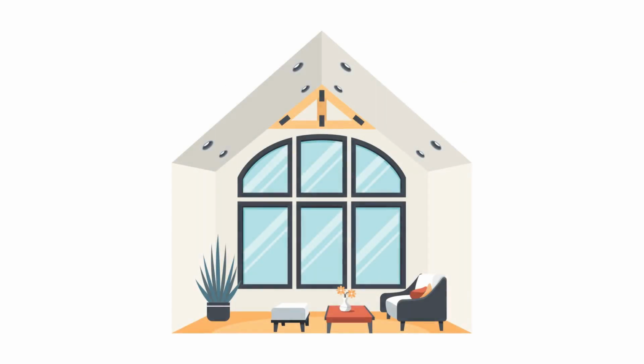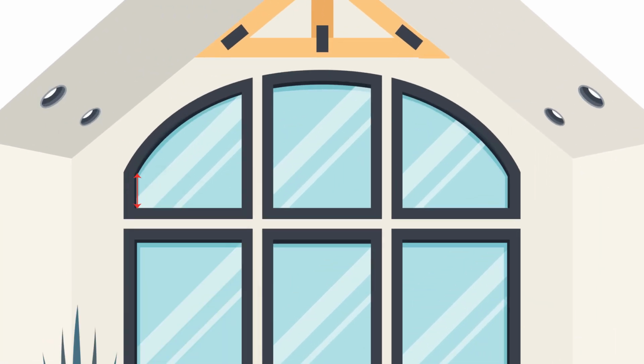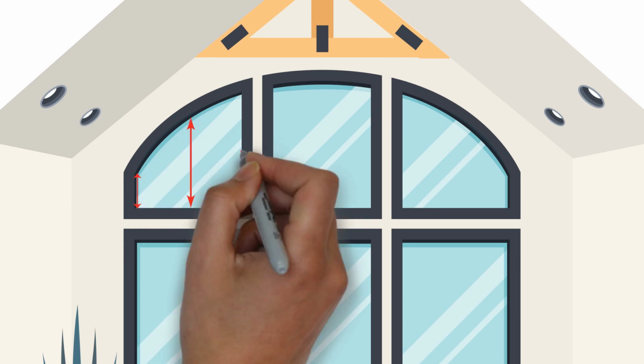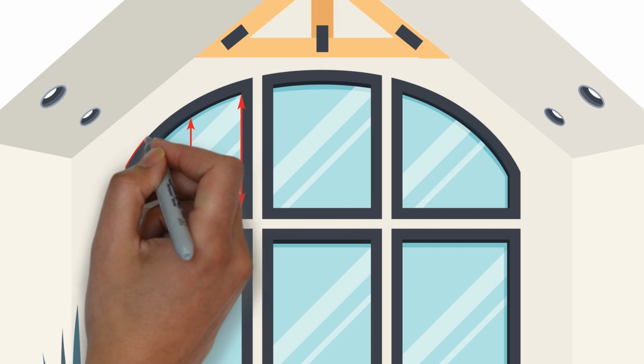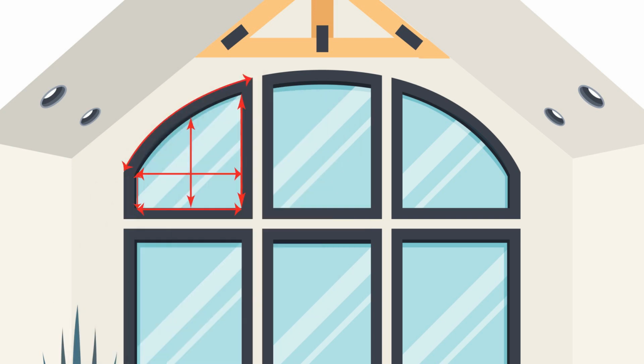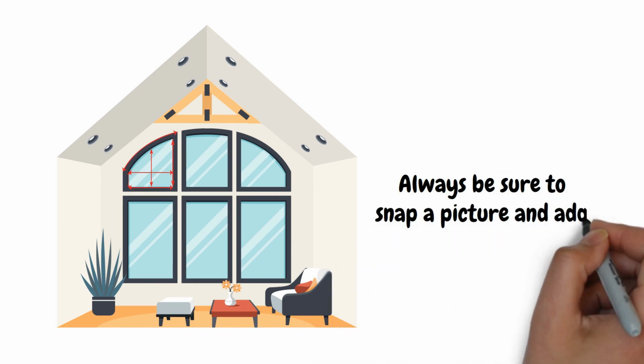Another possible way to solve or record this living room would be to use a single window. When we look at window A, we would have our left height, our middle height, and our right height. And then we would have the middle width and our bottom width. Then we could use our notes to clarify that there's a curve between these 3 dimensions for the heights. Always be sure to snap a picture and add it to the room as well.